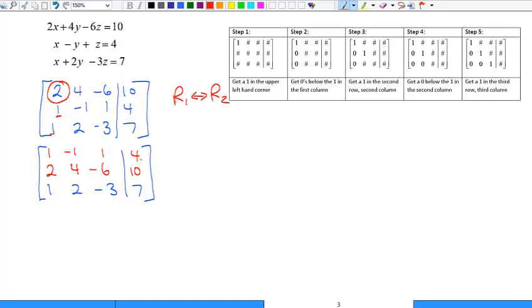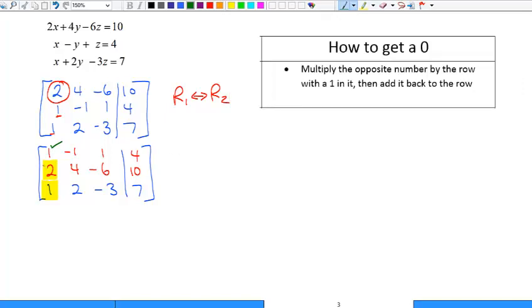Okay, and now I am going to do my little progress report. Do I have a 1 where I want it? Yes. Do I have zeros below? Well, no. So that's what I really want to get. I want to get my zeros below. So in order to get zeros below, I'm going to use the rule to get a 0, which says take the opposite number. So I'm working with 2. So the opposite of 2 is negative 2. Multiply it by the row with the 1 in it.